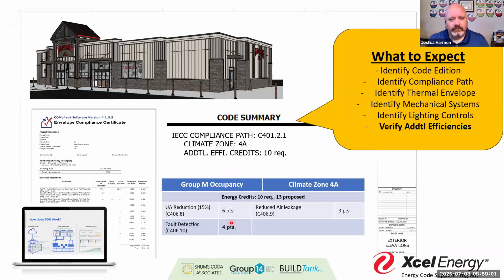Like this one here, where we've included a more efficient thermal envelope, reduced the air leakage, and then put in fault detection in our equipment, and we're able to get to our points. We actually exceed. We needed 10, we got 13.